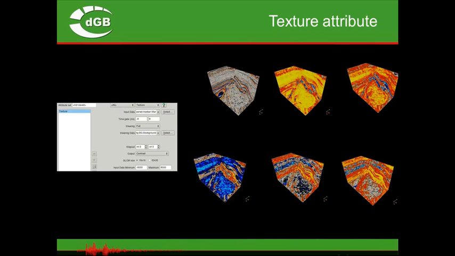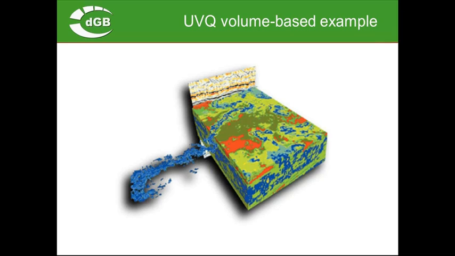And if you still use dip-steered attributes, you can use the option of adding a steering cube, and the result will be much better. So this is an example of UVQ volume-based clustering. Many phase-independent attributes were used. Like you can see here, we can look at this huge meandering channel that can be seen and can be isolated using volume rounding for further interpretation.